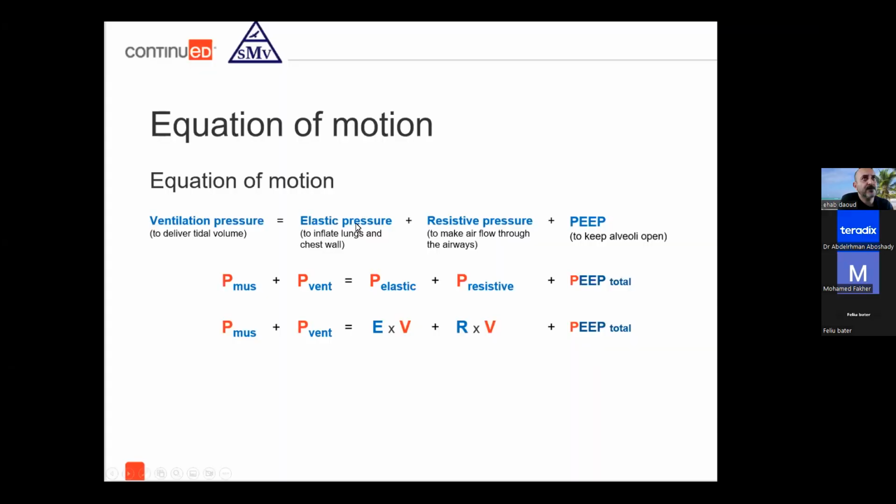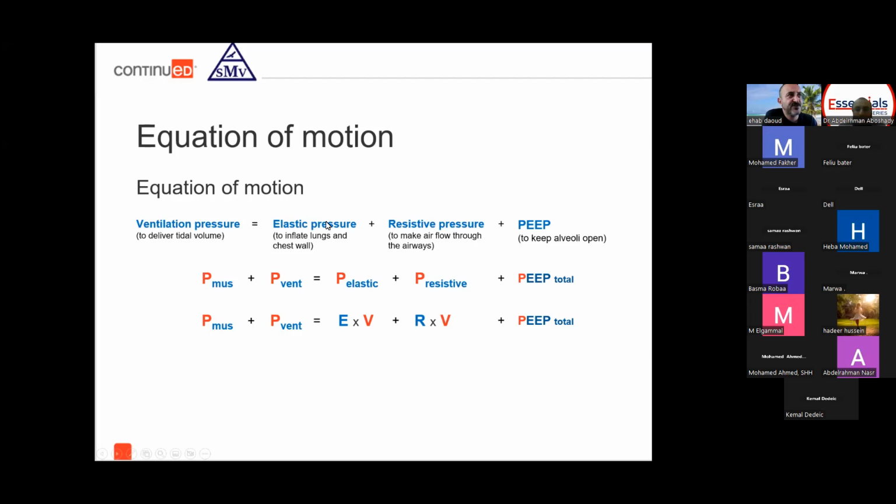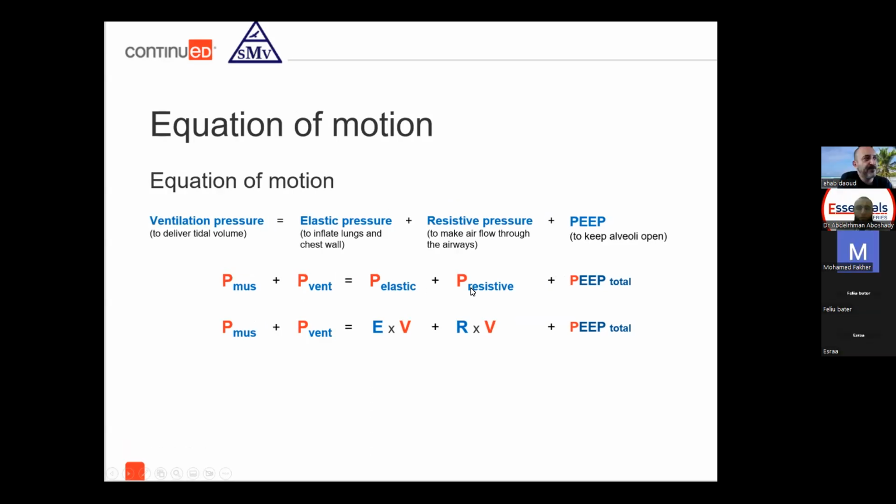is elastic pressure plus resistive pressure plus peak pressure. Again, P mus plus P vent equals P elastic plus P resistive plus P total. So how do we convert the elastic pressure? What is the definition? We know that elastance, the pressure equals elastance times volume, and pressure against resistance, pressure is resistance times flow plus PEEP. Again, I'm not going to dwell too much on it, but this is the equation of motion that the mechanical power equation is derived from.